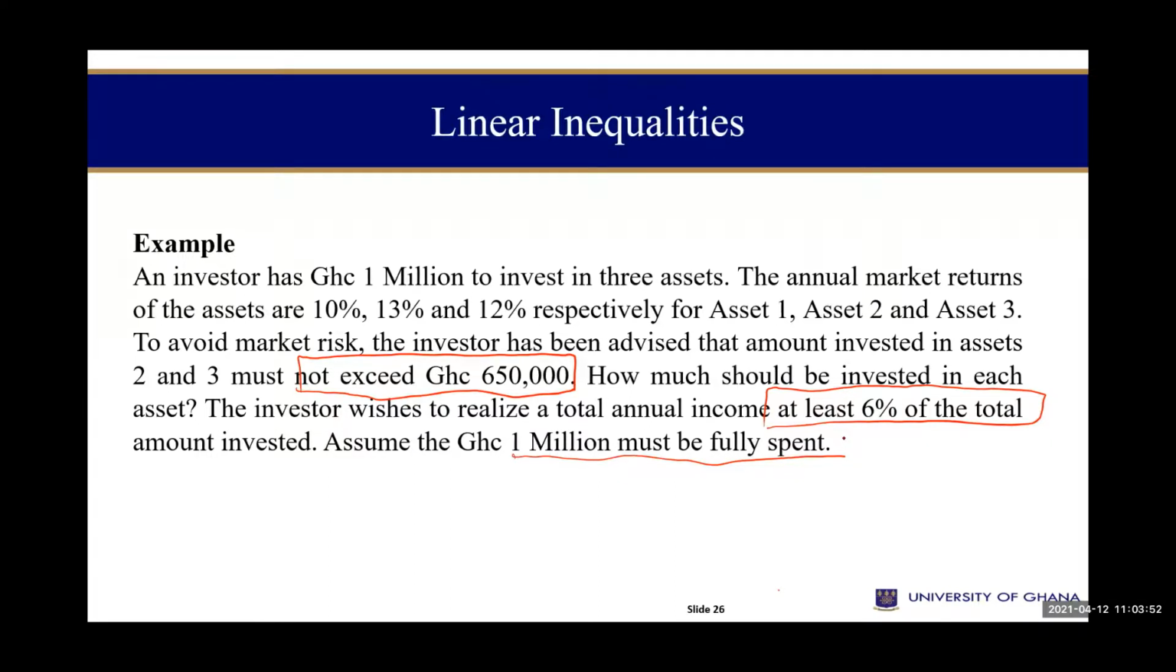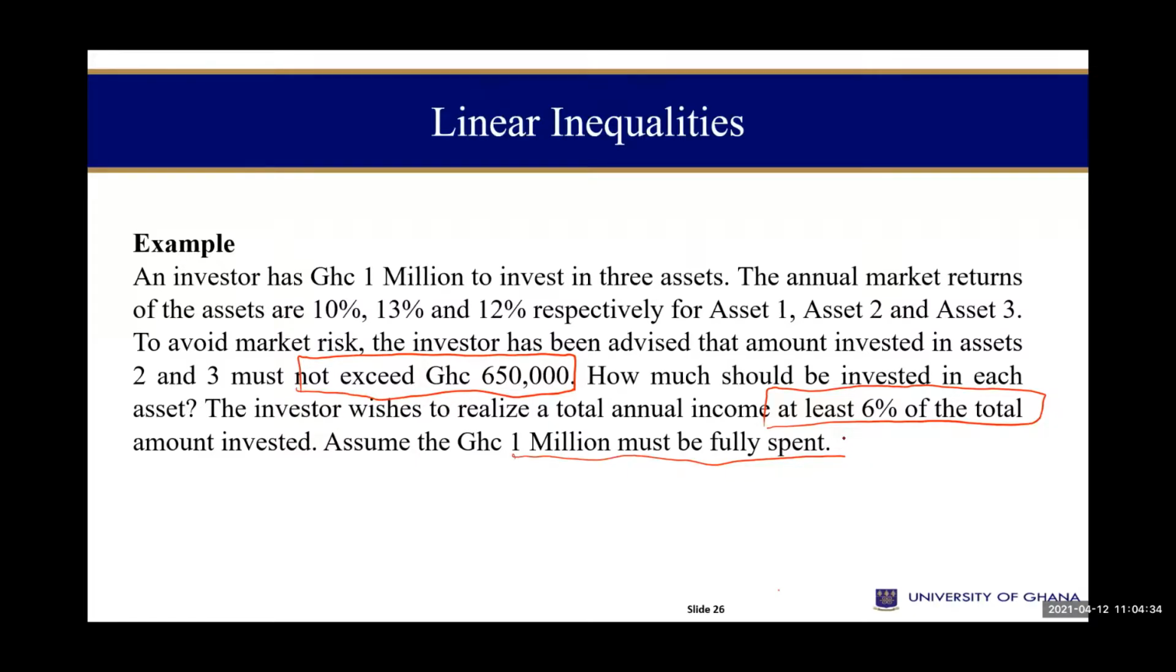Can we identify the decision variables quickly? How many decision variables do we have here? 3, okay. What are they? Asset 1, asset 2, and asset 3. Okay, so let's now define the decision variables. Now that we know them, let's define them. How do we define them? Let x1 be what? Asset 1. Let x1 be Asset 1.